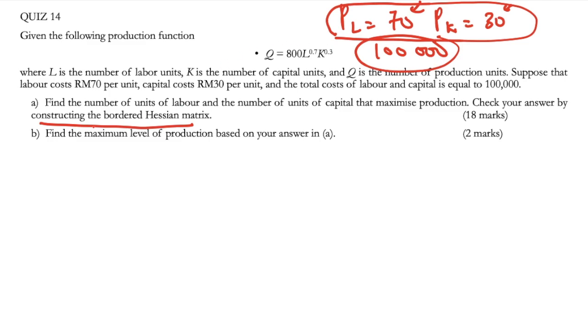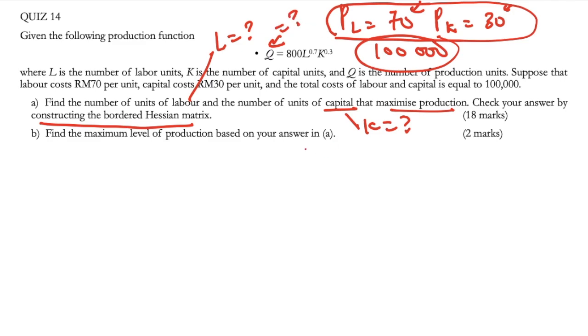Okay. You look at question A: find the number of units of labor, how many L, and how many capital, that can maximize production. So you want to maximize production, but with a limit on cost. How many units of Q can you produce here?